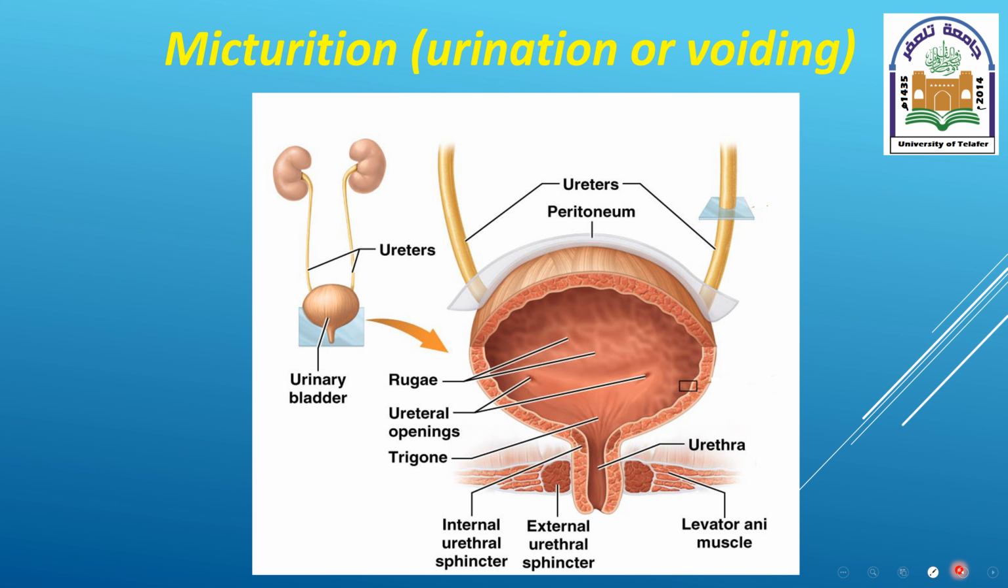Micturition. As we know, the bladder is a hollow organ with a muscular wall used to store urine before it passes out. Urine is formed in both kidneys, passed by both ureters into the urinary bladder, and stored there until micturition starts in order to pass urine out through the urethra.